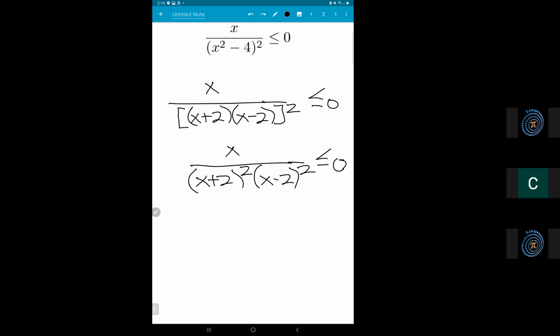So let's construct the sign chart. First, the partition numbers. Again, there are 3, although you have degree 2, degree 2, degree 1, so degree 5, so there are technically 5, but some of the zeros or roots are of multiplicity 2. But we just put in those three partition numbers, -2, 0, 2.